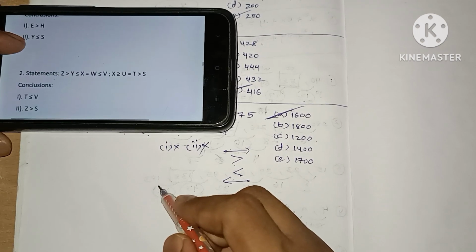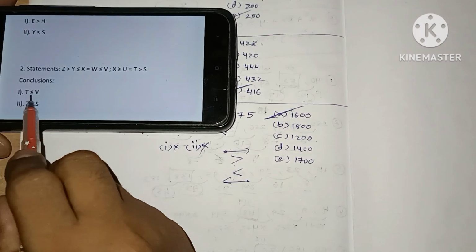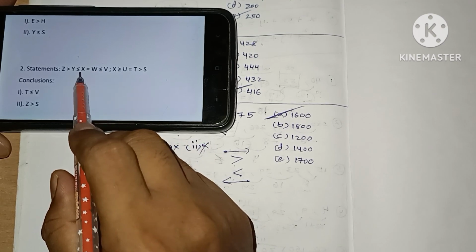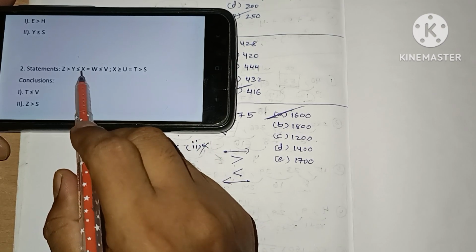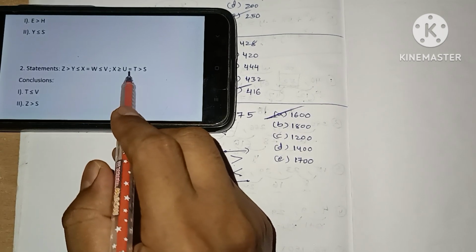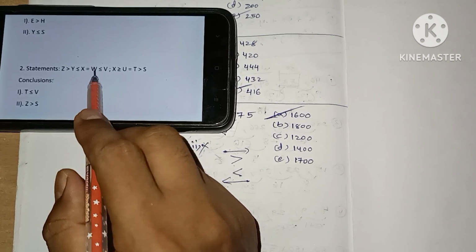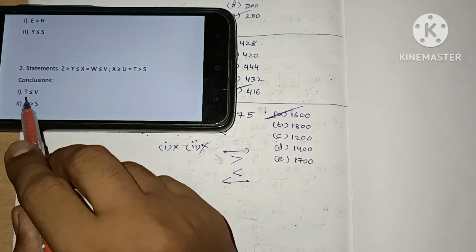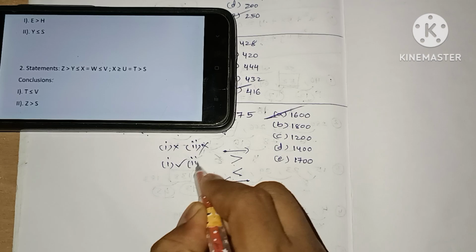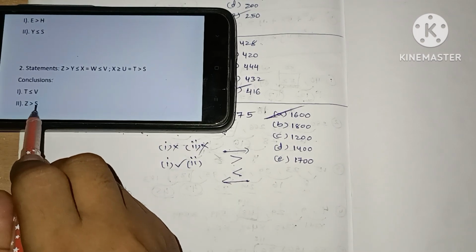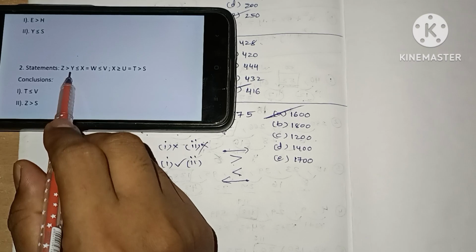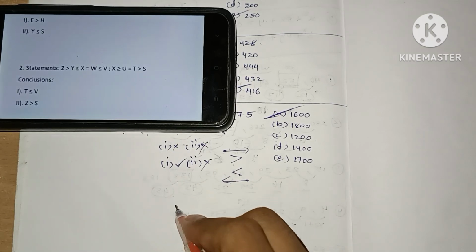Now question number 2. The flow from V to T with everywhere equals to. From V we can reach W and X. From X we can reach T. Here is equal to, here is equal to, here is also equal to, here is also equal to. So the first conclusion will be true. Second conclusion, the flow from Z to S. From Z we can reach only Y but cannot reach S. So the second conclusion will be false.